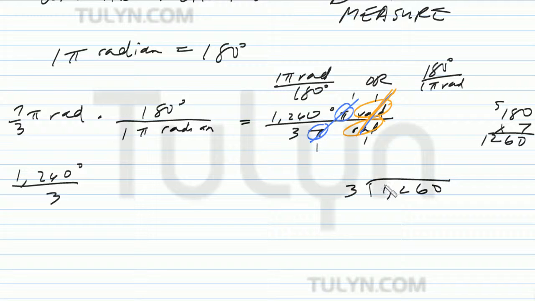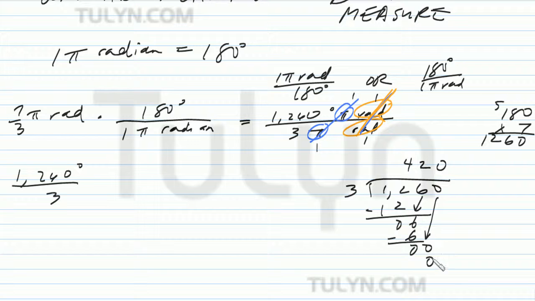So 3 goes into 1 0 times, 3 goes into 12 4 times. 4 times 3 is 12. 12 minus 12 is 0, bring down the 6. 3 goes into 6 twice. 3 times 2 is 6. 6 minus 6 is 0, bring down the 0. 3 into 0 is 0 times. 0 times 3 is 0. 0 minus 0 is 0. So it'll be 420 degrees, right?